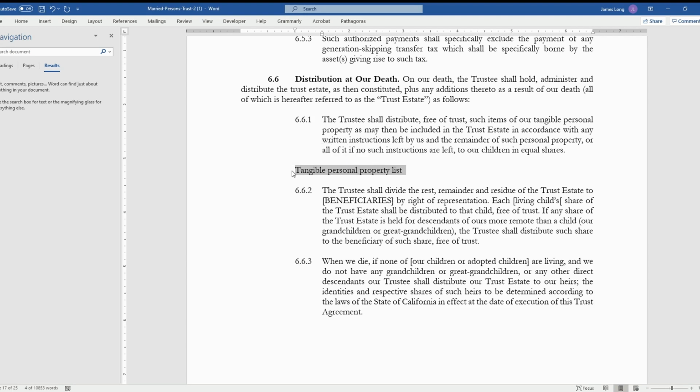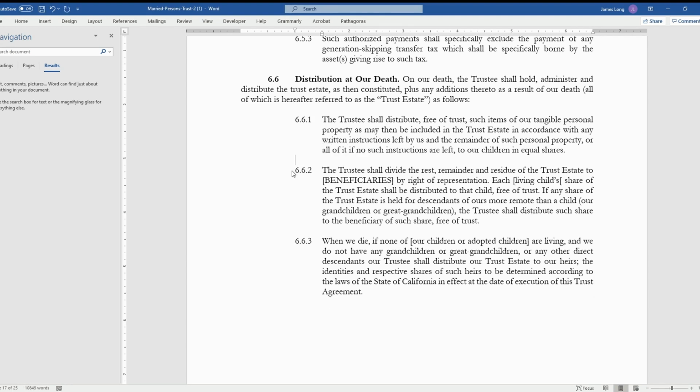So download that tangible personal property list, and as your estate goes on, as the years go on, you can write down who gets what from your estate. And we're talking about personal property. You can't give away things like your house or real property and things like that.